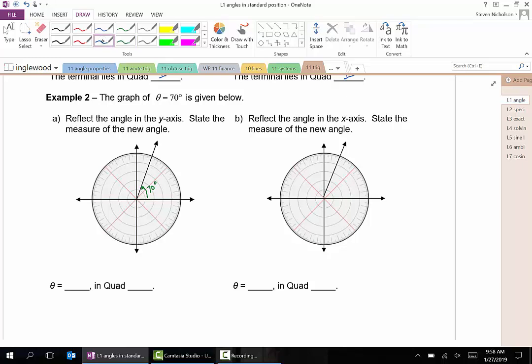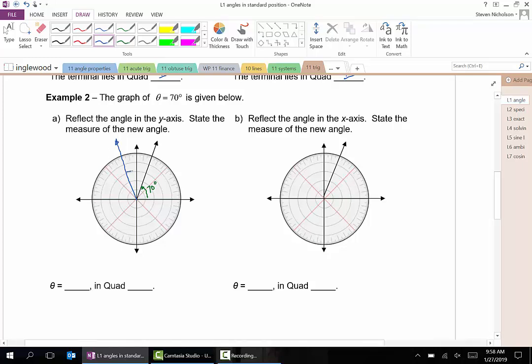So when we go ahead and draw this, we could either count up here 20 degrees. So if we count up here, then the picture is going to look like this. So that's a reflection. It's the same distance away, however you want to think about it.